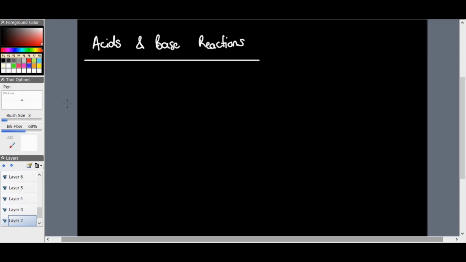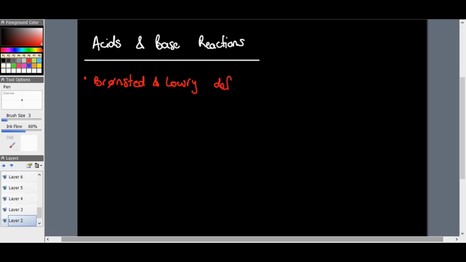Okay, so there is a theory in acids and bases. It's called the Brønsted and Lowry theory. Brønsted has an O with a little line through it. Brønsted and Lowry, or Lowry. I'm going to call it Lowry though.